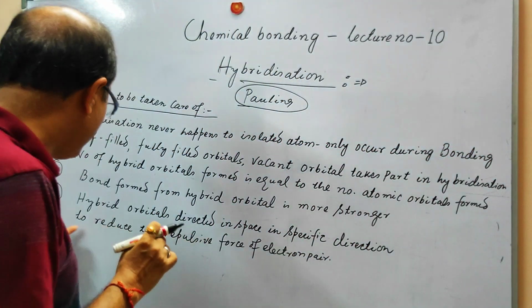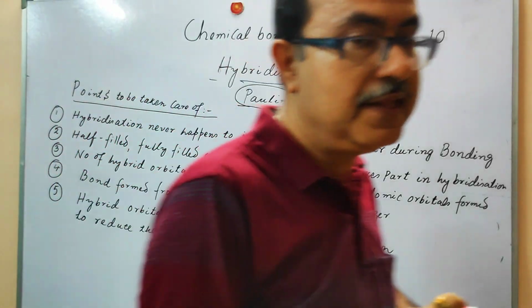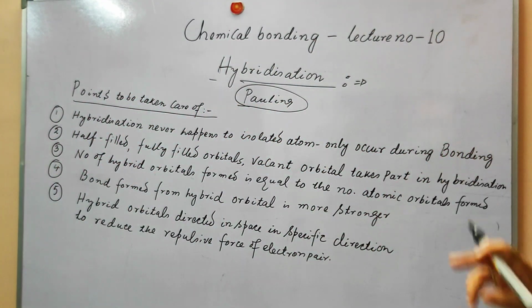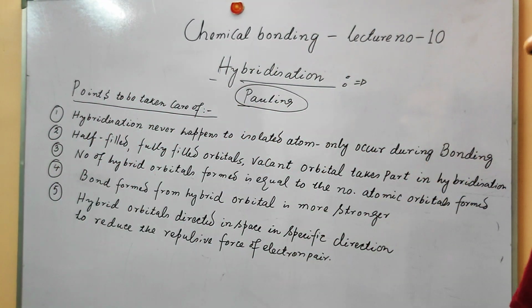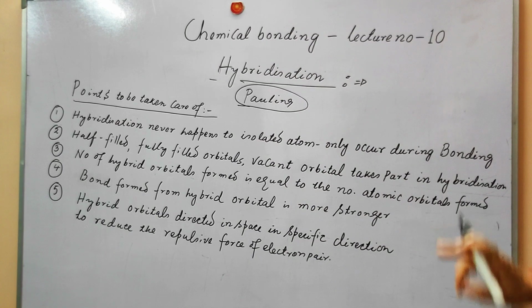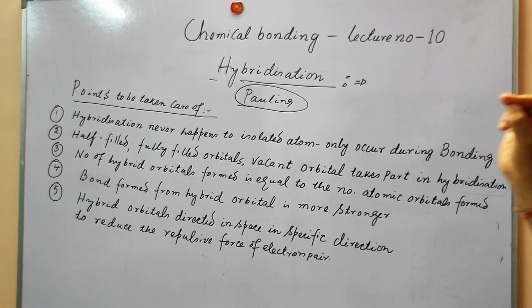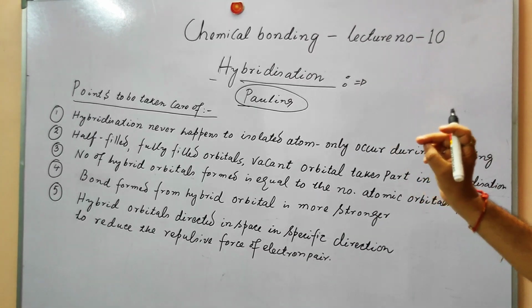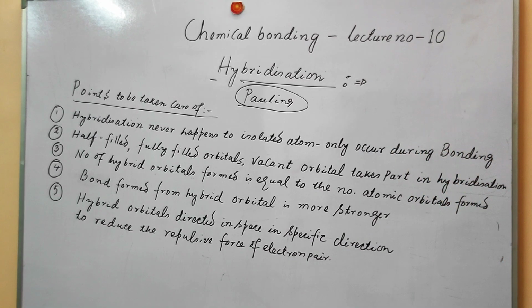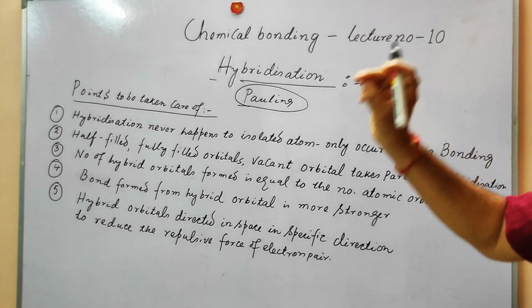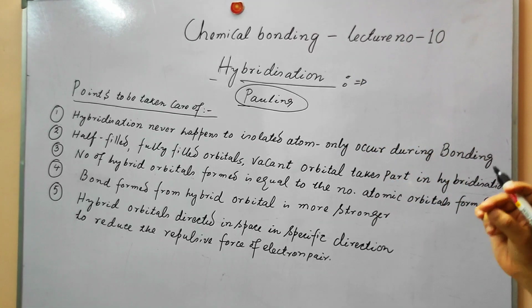Again, these are very important postulates of hybridization. Always remember that hybridization never happens to isolated atoms, only during bonding. Half-filled, fully filled and vacant orbitals take part in the hybridization, the number of hybrid orbitals formed is equal to the number of atomic orbitals mixed, and the bond formed from the hybrid orbitals is stronger.